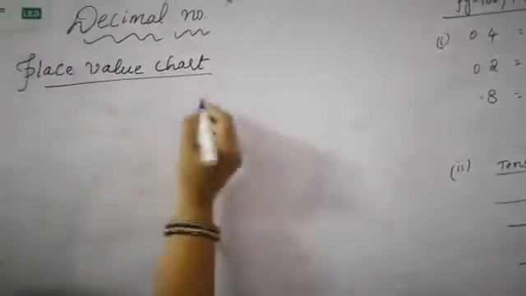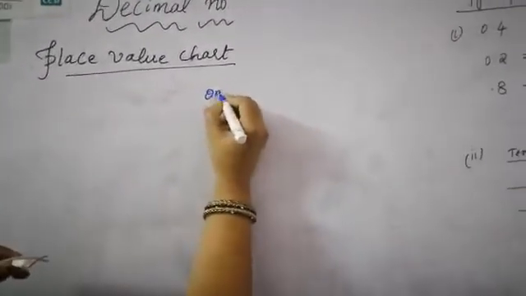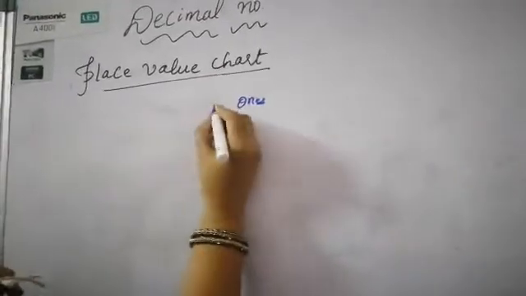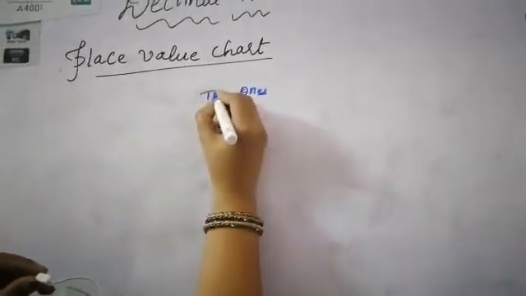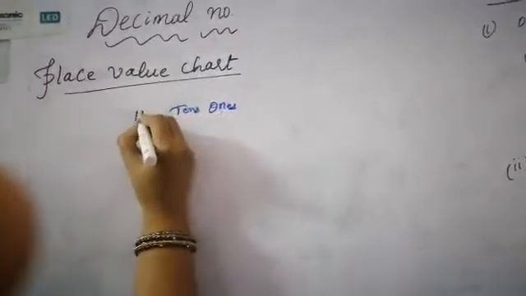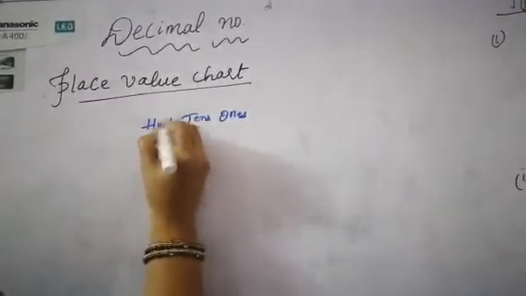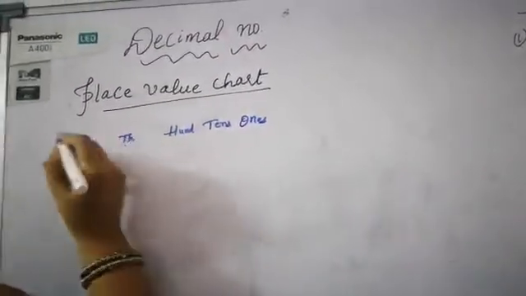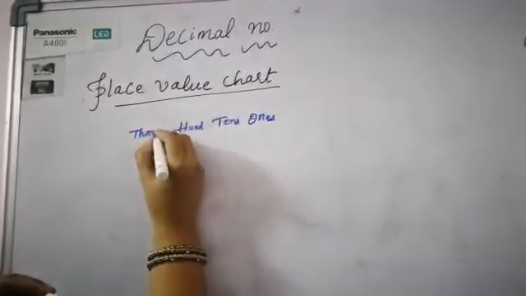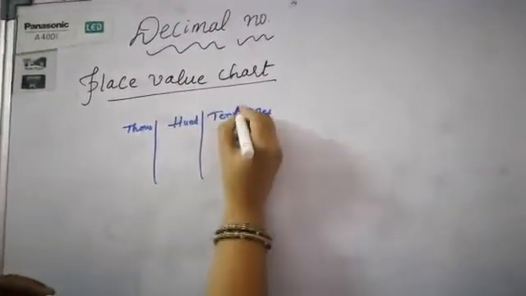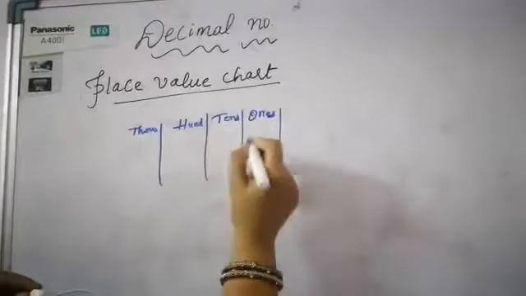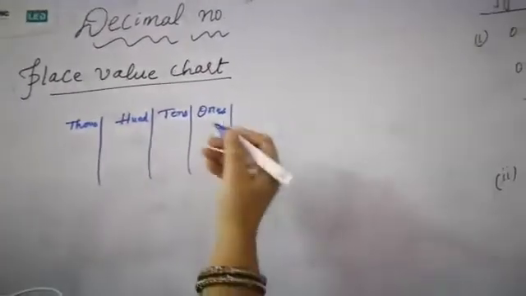You know very well what a place value chart is. When you're moving to the left side, the value increases: ones, tens, hundreds, and then thousands, and 10,000, lakhs will come. This is your place value chart. But what about the place value chart in decimals?